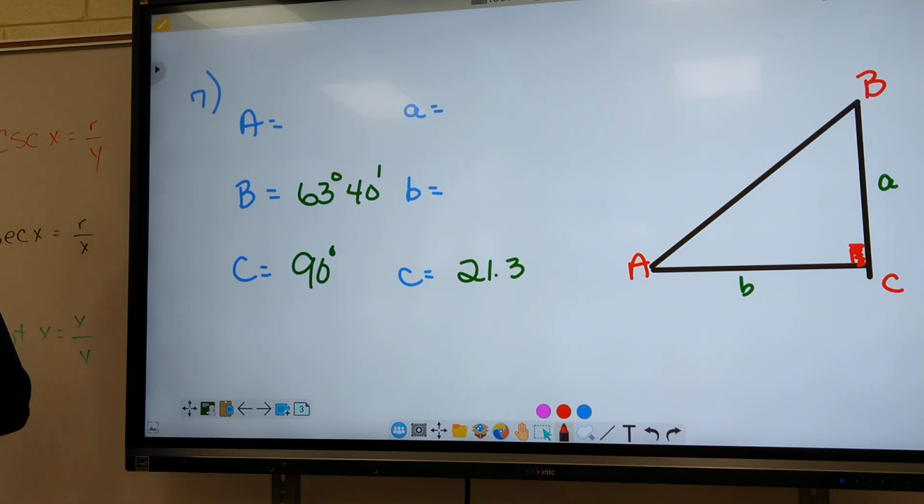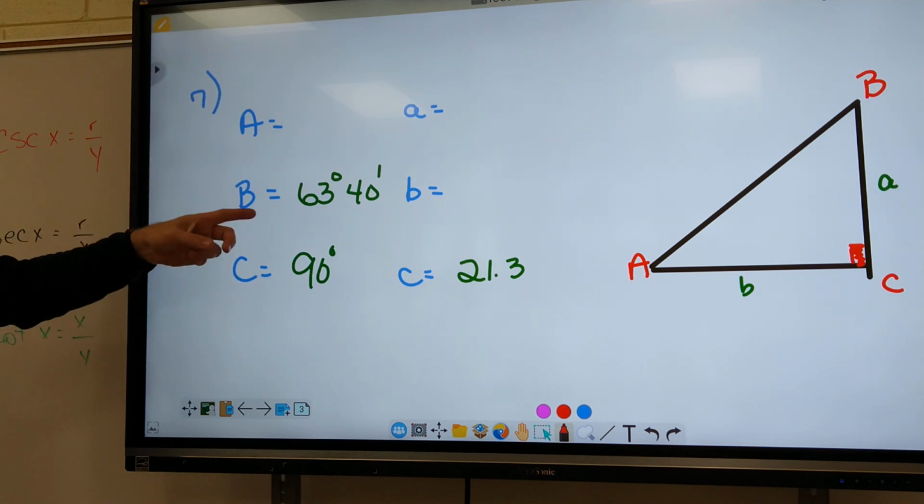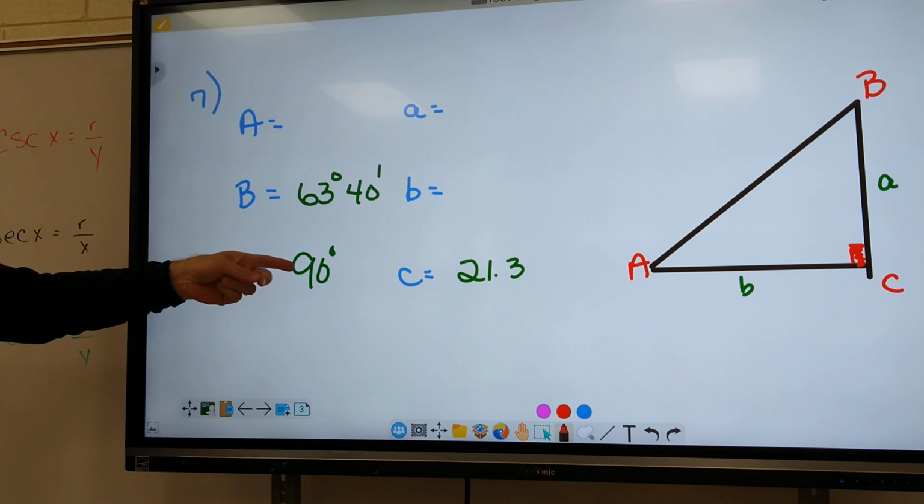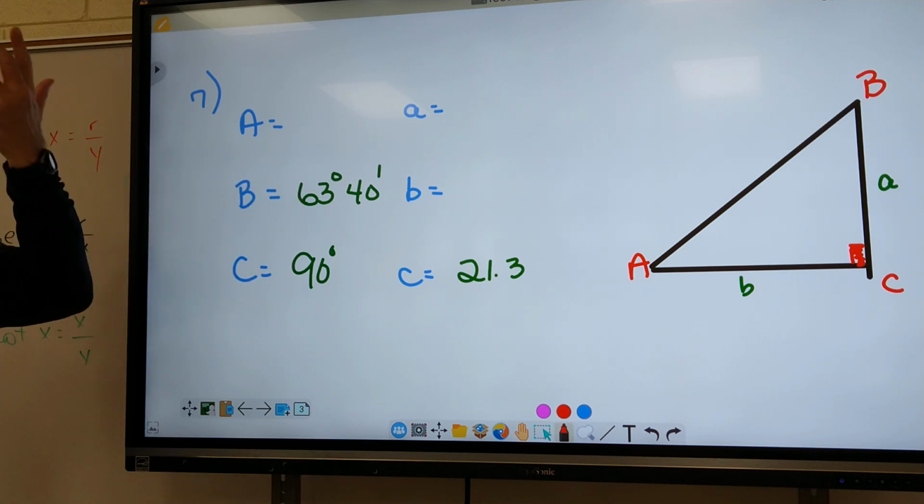All right, let me show you. These angles always add up to 180 degrees. I just need you to do 180 minus 90 minus 63 degrees and 40 minutes. Put it in your calculator to give you the answer.